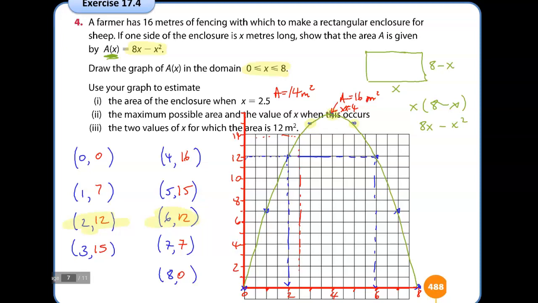So I hope you have an understanding of how to interpret the graph in a practical context. It's not just x's and y's or x and f of x. It might well be that there may be t instead of x, because it might be referring to time, and other letters such as A and V and others might be used as well. Have a go at exercise 17.4 anyway.